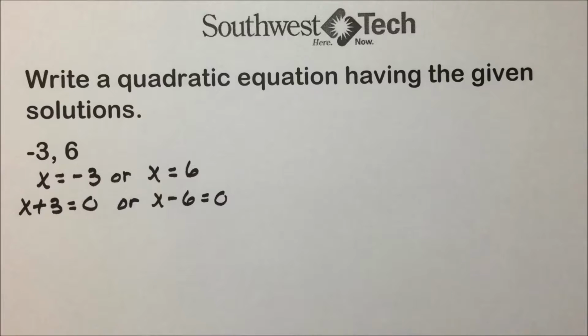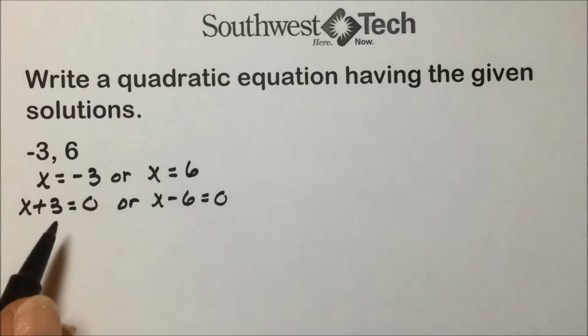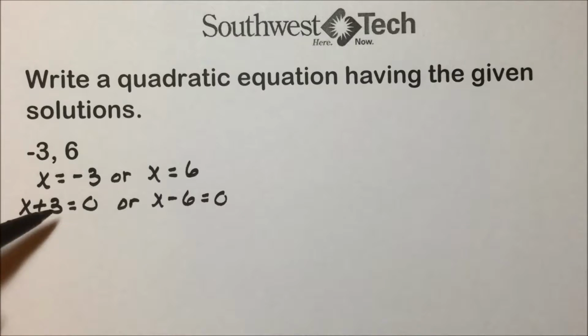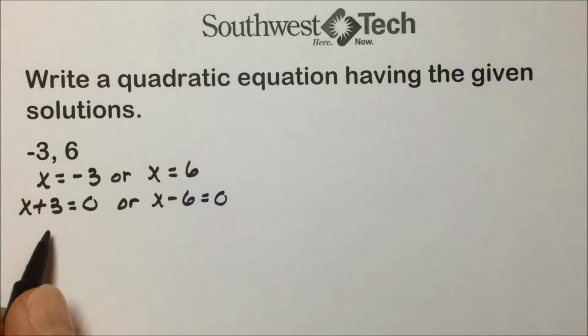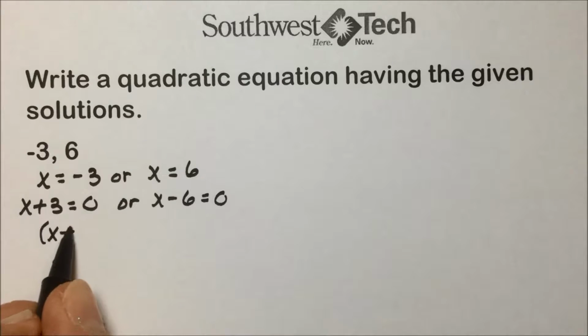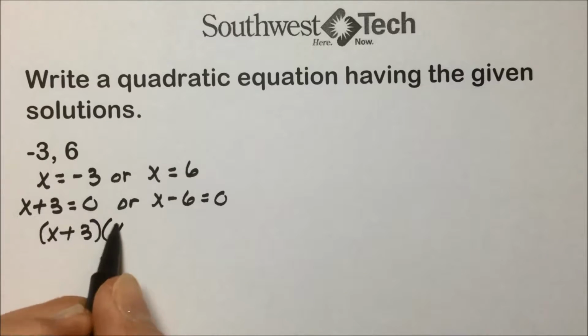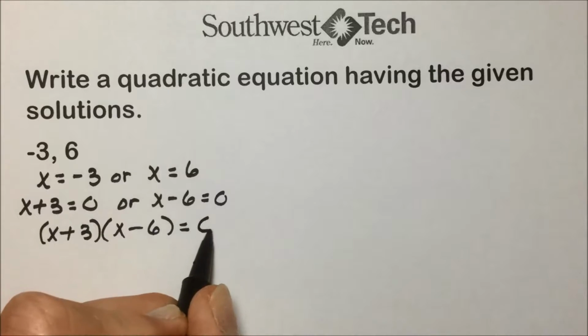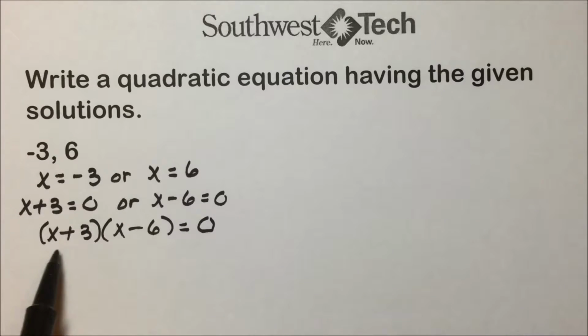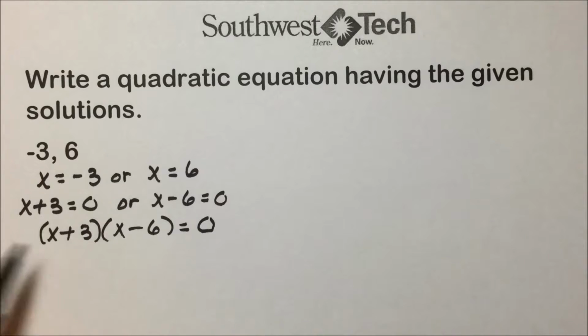And again, thinking about how that principle of zero products works, we set these equal to 0 and solve for our variable. Well, think about what the step was prior to this. We had a product of these two binomials that were multiplied together that equaled 0. And these were the result from factoring our quadratic equation. So again, working in reverse, we'll multiply these two binomials together.